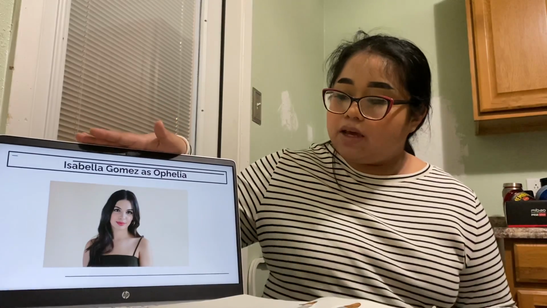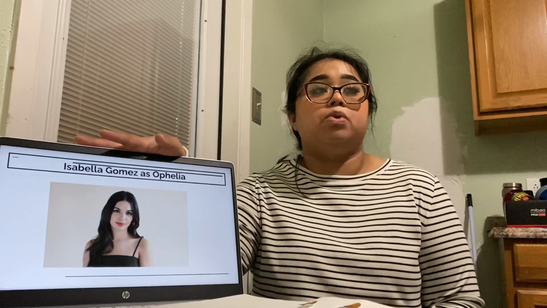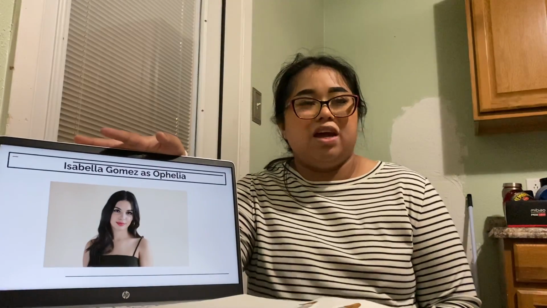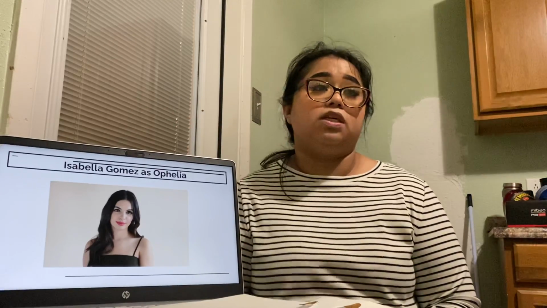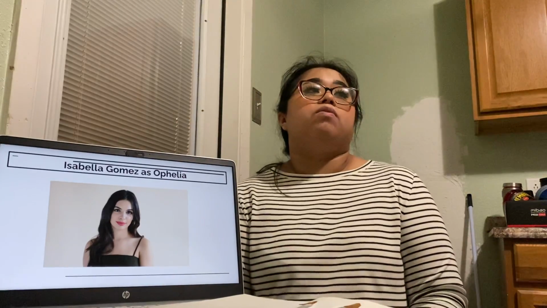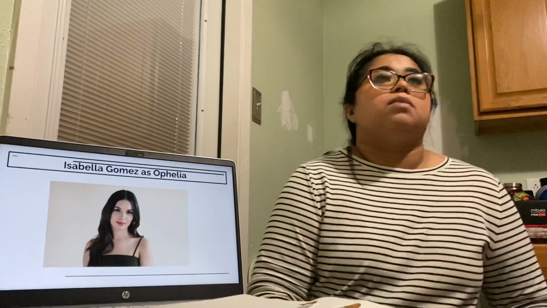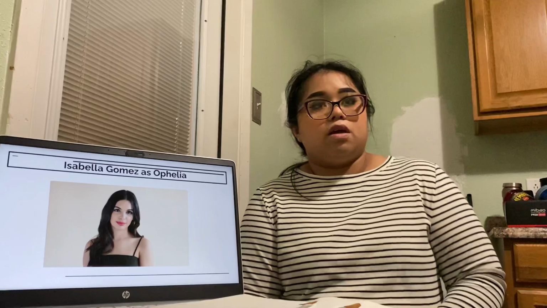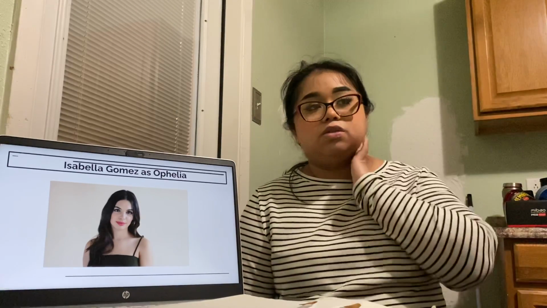For Ophelia, I chose Isabella Gomez because I've seen her in some of her works, and she plays a really outspoken character, and I wanted it to also contradict her and Ophelia, since Ophelia is more of a very feminine girl and a very quote unquote innocent, as in the way she looks. Like she looks angelic, there you go.